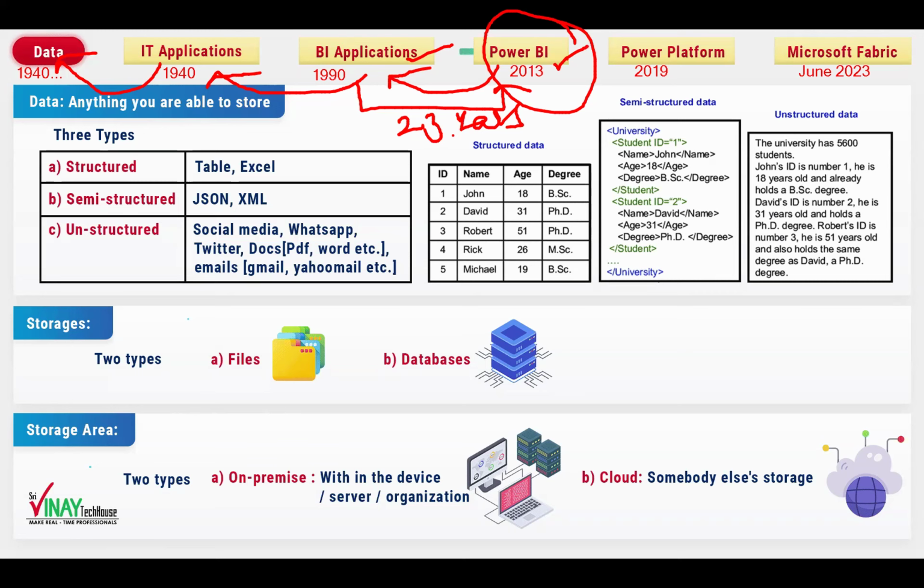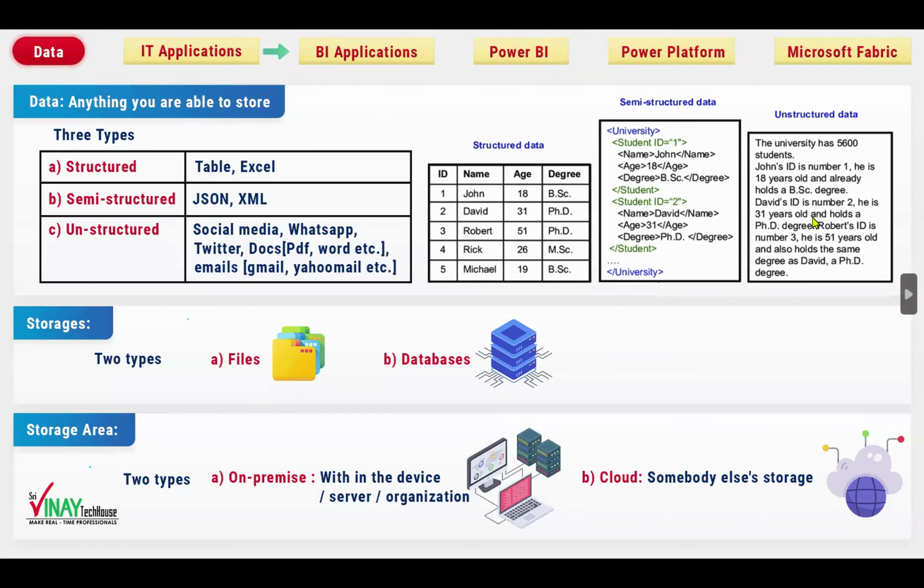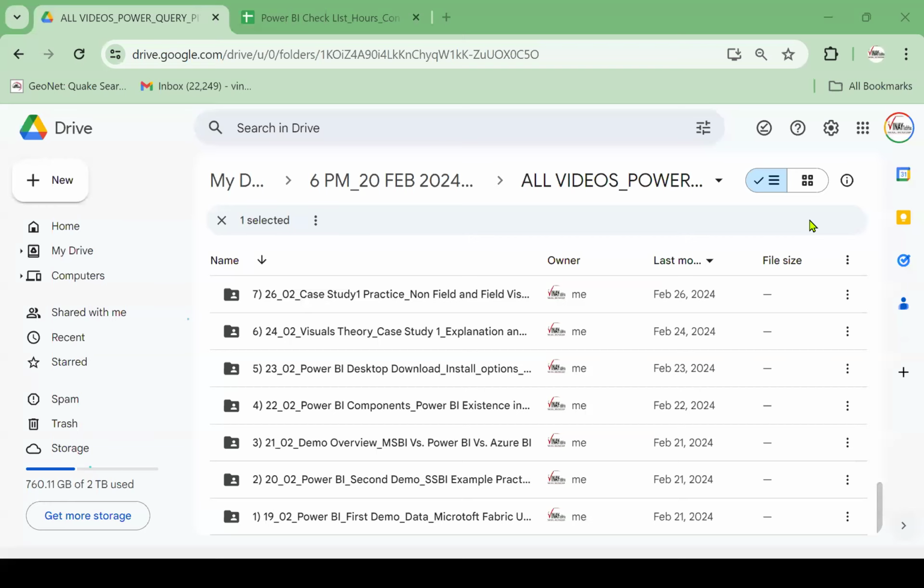Power BI in 2013 was standalone, individual. But in 2019, it became part of a platform. And it came out of the platform. And from 2023, it is part of Fabric. Why? That history you are supposed to learn. If you don't know, it's a meaningless journey in Power BI. Due to lack of knowledge, trainers may not explain, but you are supposed to know.